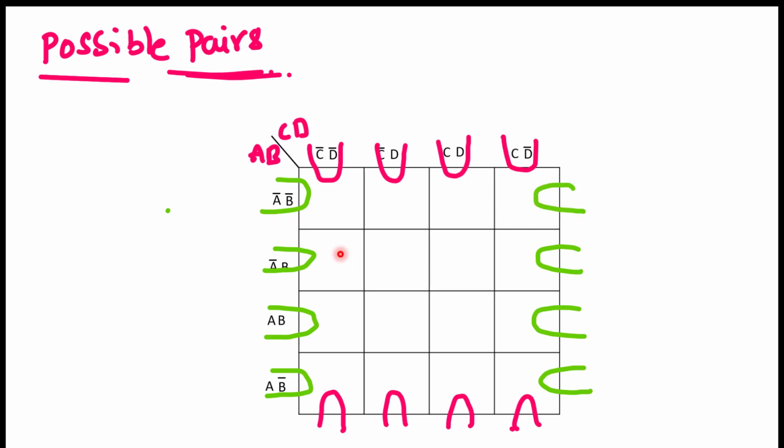So this one and this side also can be a pair. Suppose there is a one here and a one here, you can consider this as one pair. If you look at the elements here, this is A bar, B bar, and this is C, D bar.